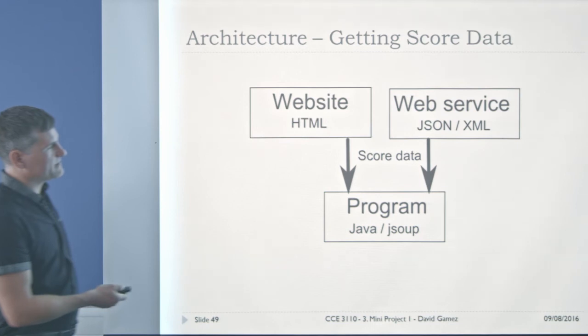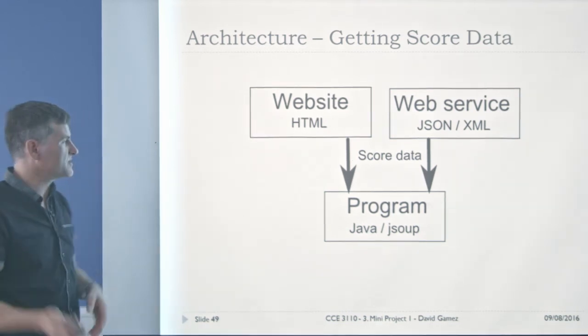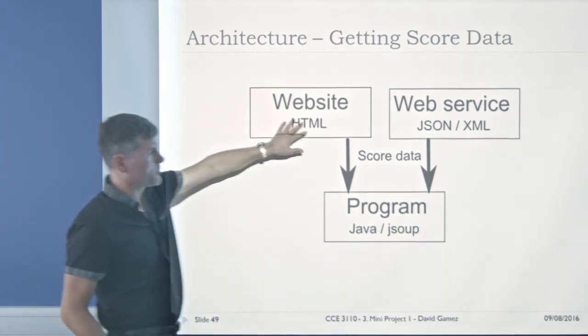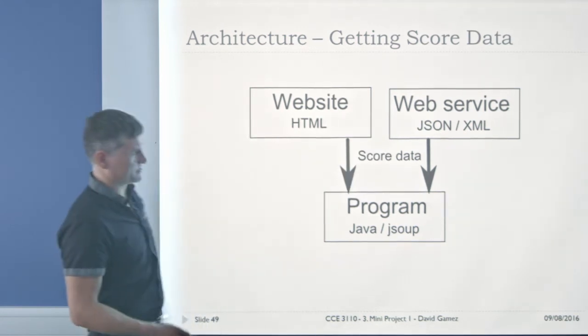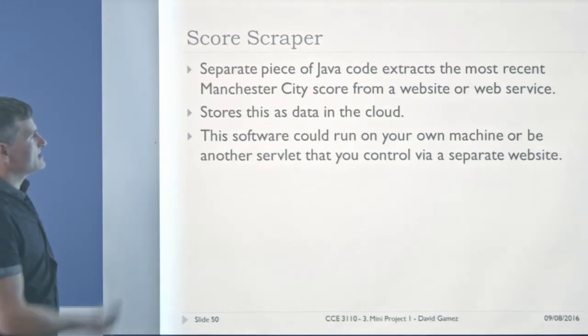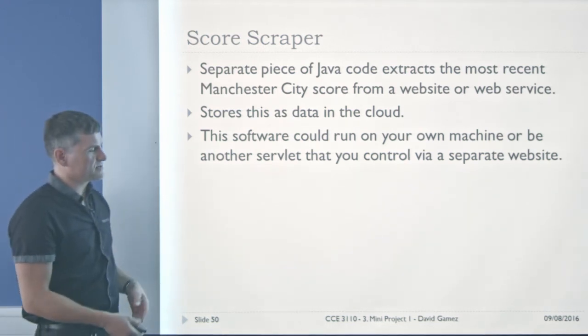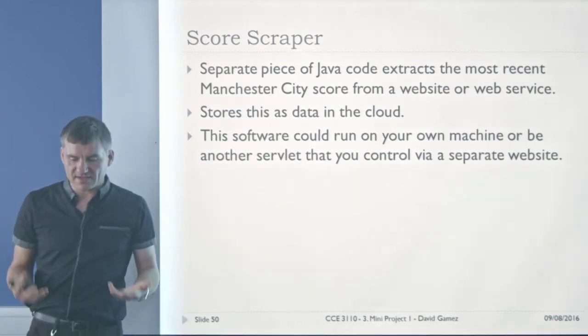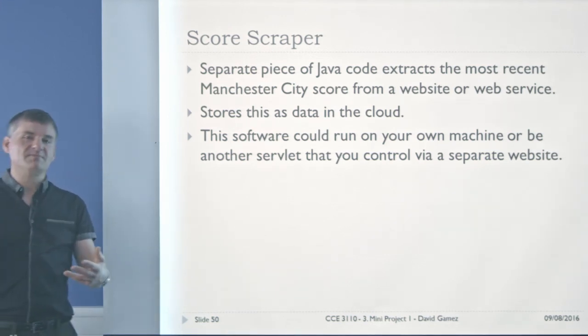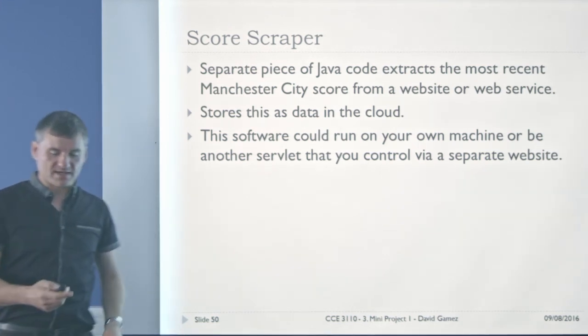And the score data itself, where's that going to come from? That's something you need to put in your project proposal, remember. It's either going to come from a website or a web service. Again, there'll be a lecture on all this. It's a separate bit of code that extracts the score from a website or web service and stores it in the cloud. You could run it on your own machine. I'm not expecting anything fancy. Just run it in NetBeans, press play, and it'll pull the data from the website or web service and store it in the cloud.